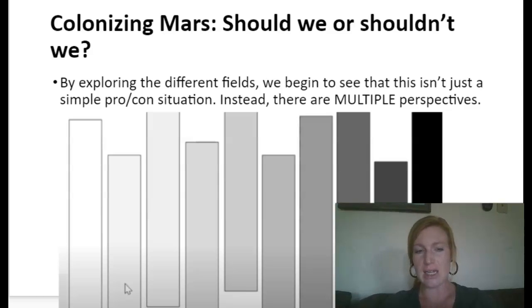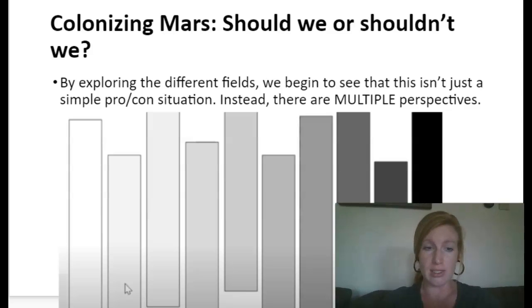So by taking this time to deconstruct a prompt and really consider the different perspectives, we're avoiding the danger of a single perspective. We're avoiding the danger of a biased perspective. We're actually considering all elements before we start our writing process.